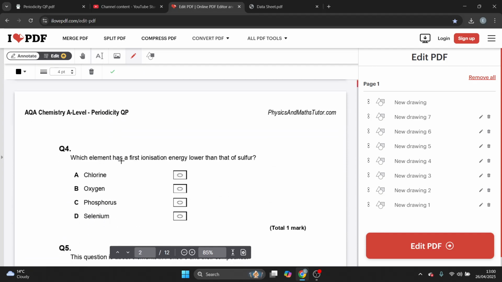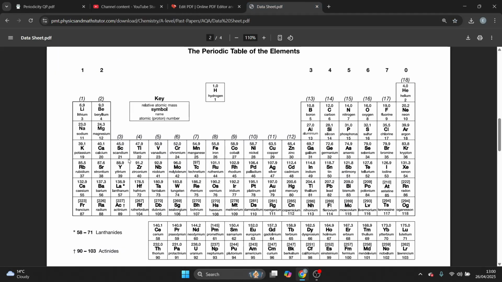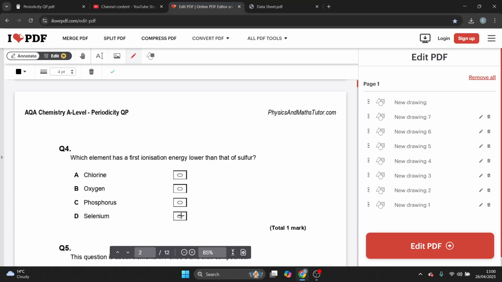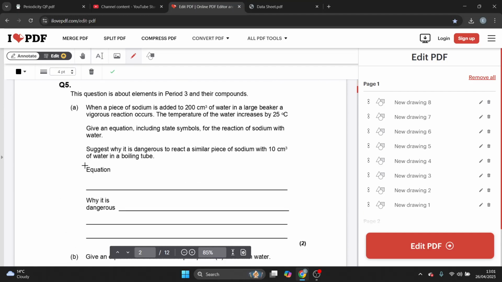Question 4, which element has a first ionization energy lower than that of sulfur? Sulfur is there, just below oxygen. I know first ionization energy decreases down the group, so it is going to be selenium. It has a lower first ionization energy than sulfur.